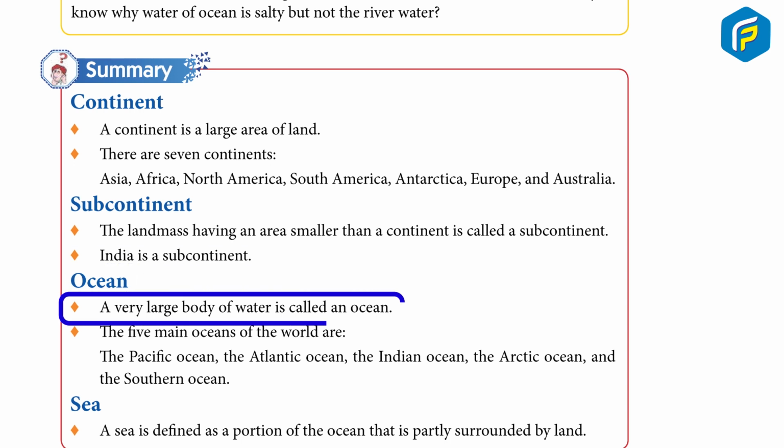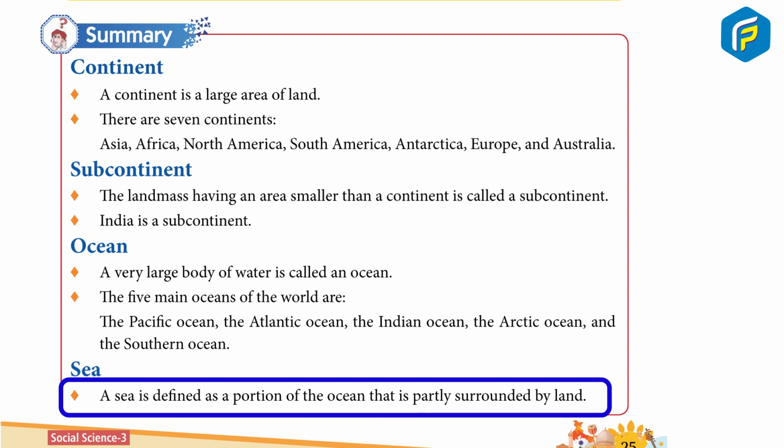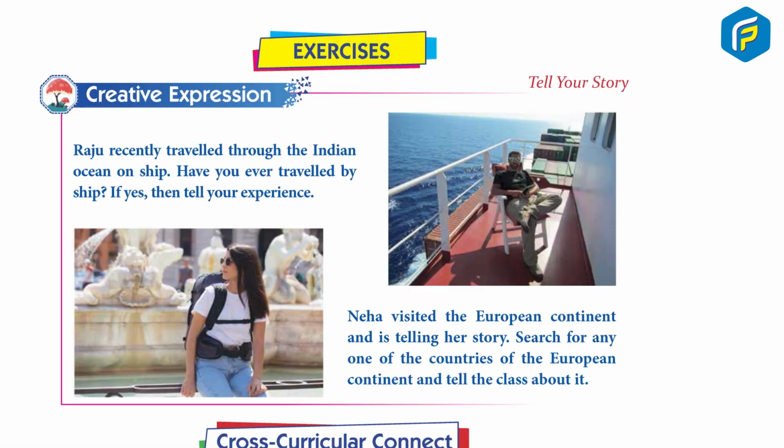Ocean. A very large body of water is called an ocean. The 5 main oceans of the world are the Pacific Ocean, the Atlantic Ocean, the Indian Ocean, the Arctic Ocean and the Southern Ocean. Sea. A sea is defined as a portion of the ocean that is partly surrounded by land.